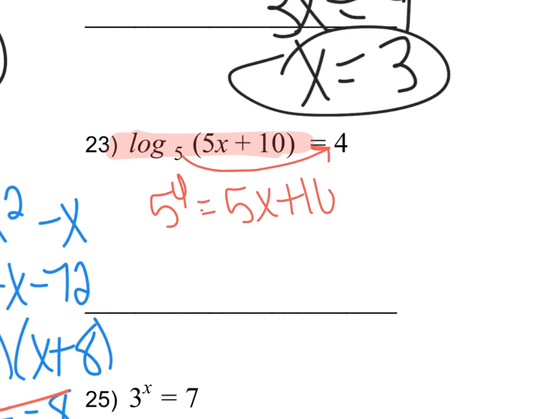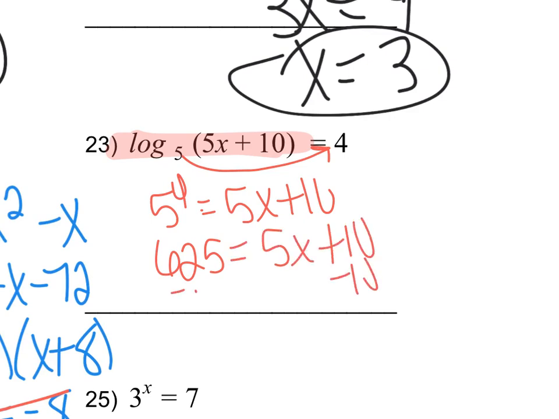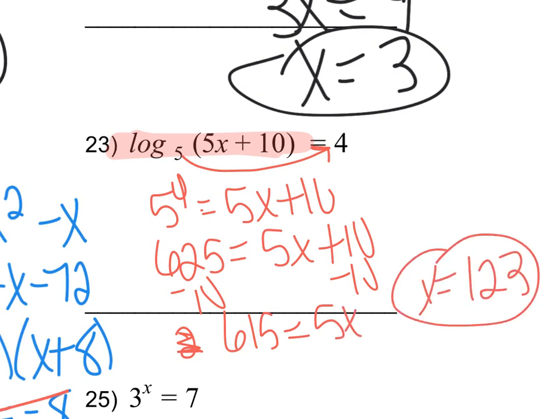Again, this is just rewriting as exponents. 5 to the fourth power is 625. And then everything else is just some basic algebra. I'm going to subtract 10 from both sides and divide by 5. So I get 615 equals 5x. x equals 123.